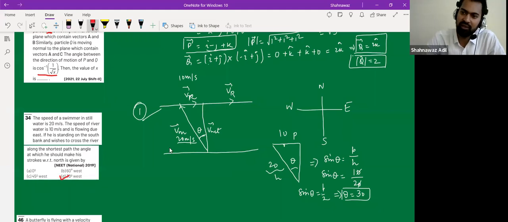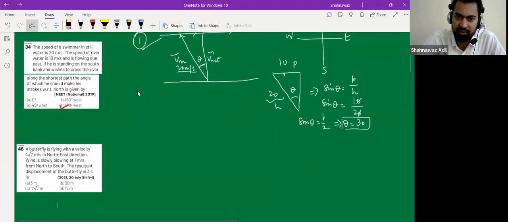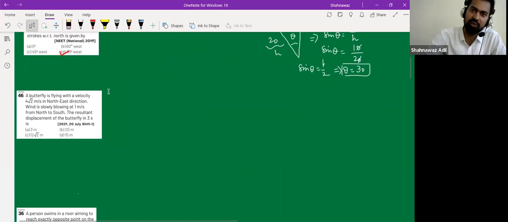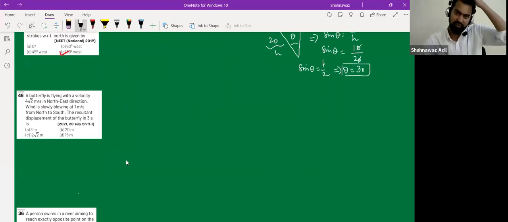Okay. Now let us move on to the next question. So this one. A butterfly is flying with a velocity 4√2 meter per second in northeast direction, and wind is blowing at 1 meter per second from north to south. Find the resultant displacement of the butterfly in 3 seconds. So is this case 1 or case 2?